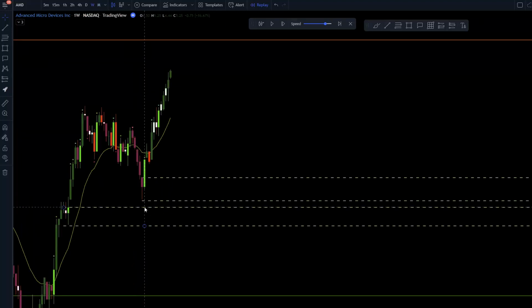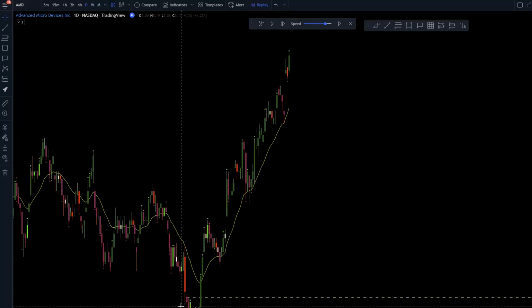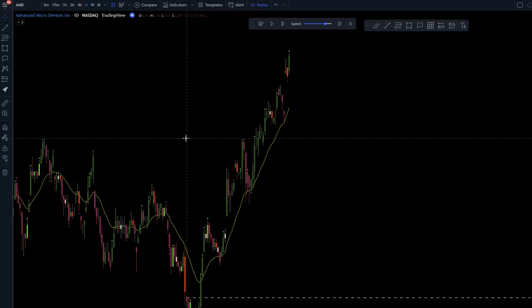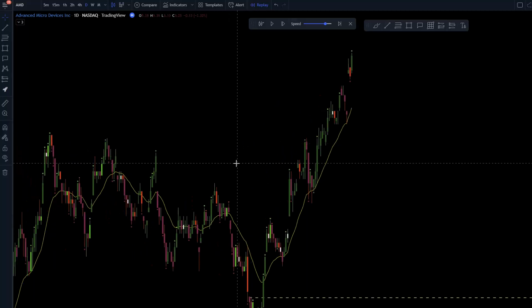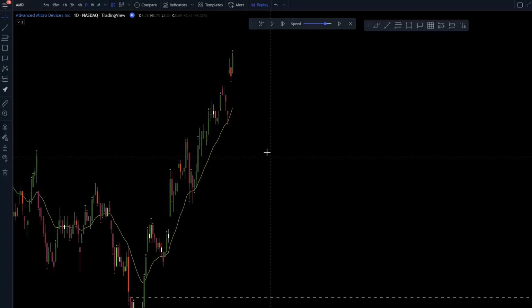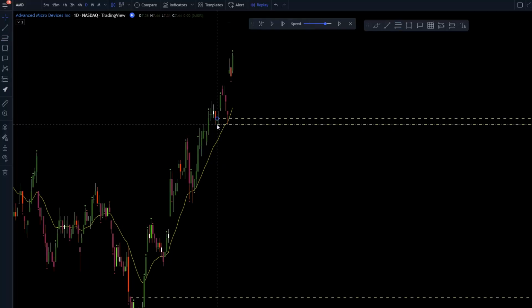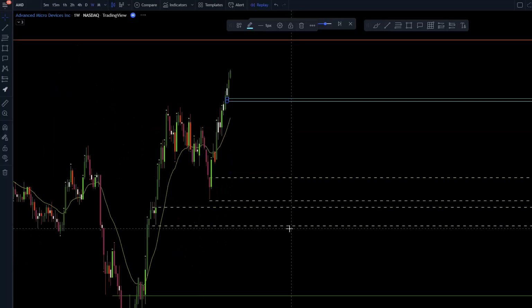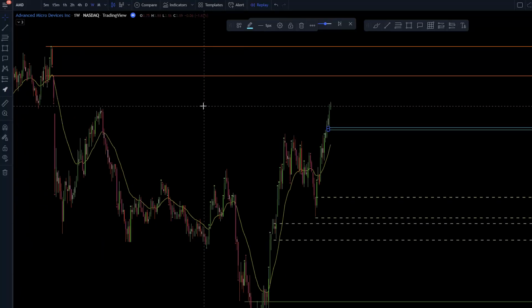Price reverted to this thing, but we did not get any entry. There was no entry here. This would have been, this was an entry, but there was a zone of supply. Let me just look at them.